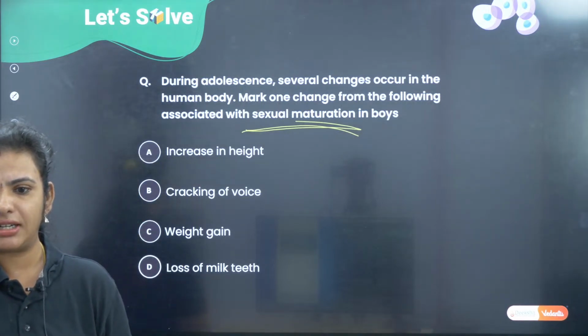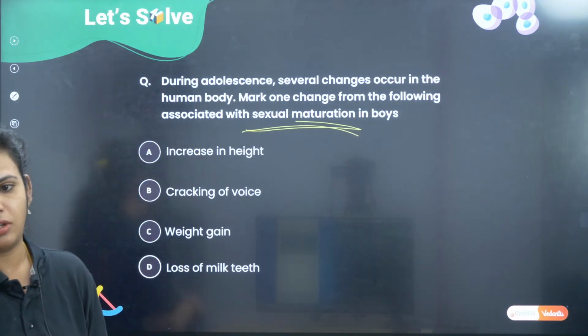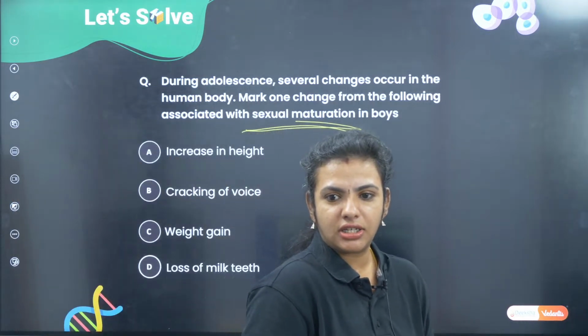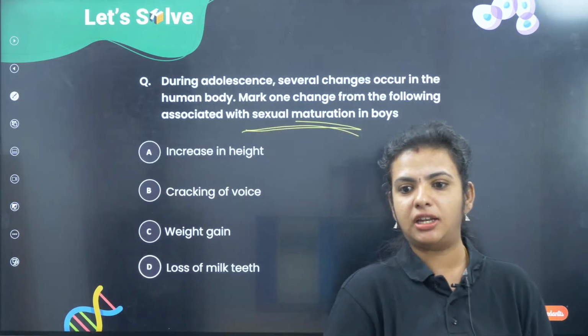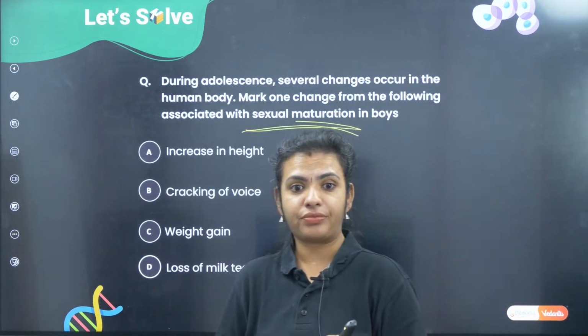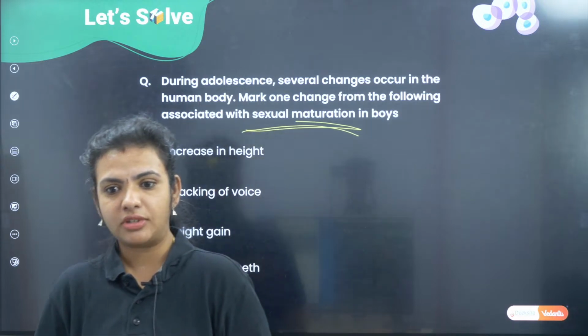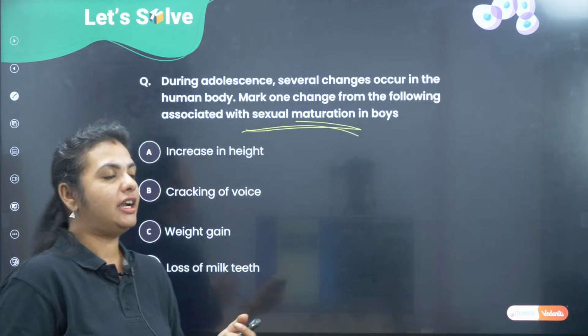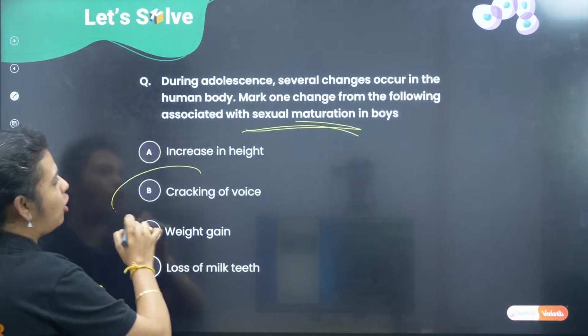Okay, I think Venkatesh has given the answer? No, not yet. Yes, he has given. Okay, Venkatesh, Lidin, Ruchir, Shika, Netra, these are the students who have given the correct answer, right? Yes, Danush has also given, Shreya. Okay, all my children have got it right. It is option B, which is cracking of voice.